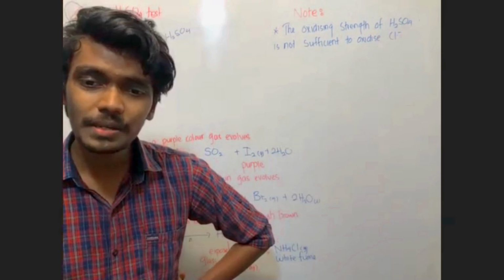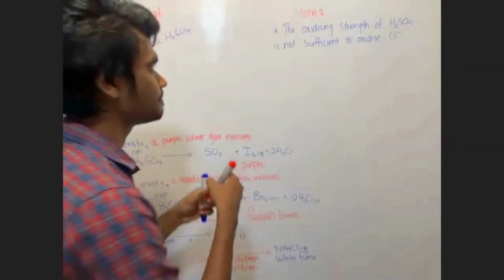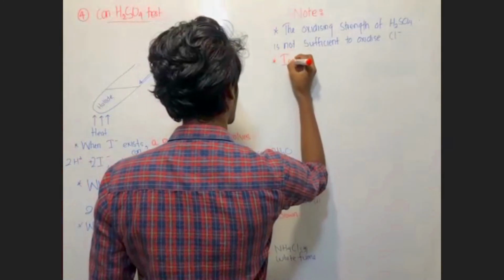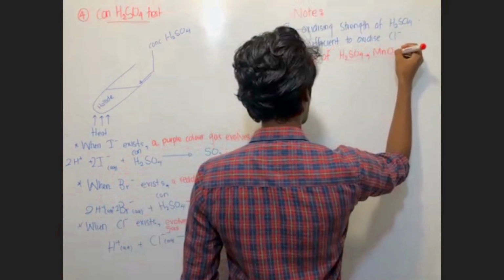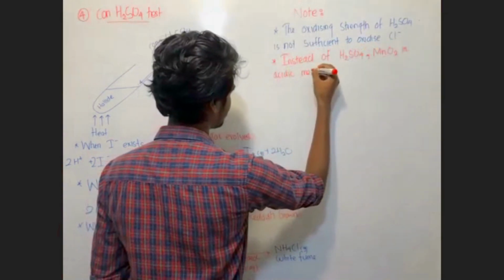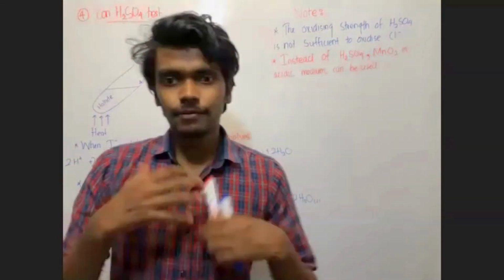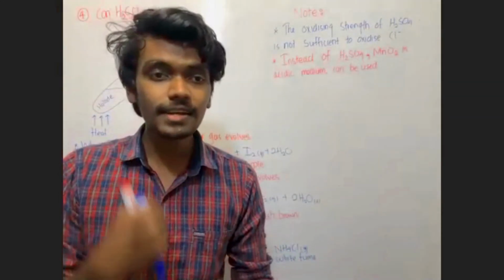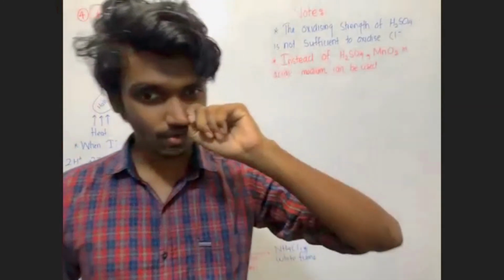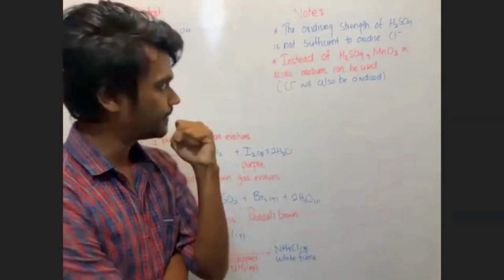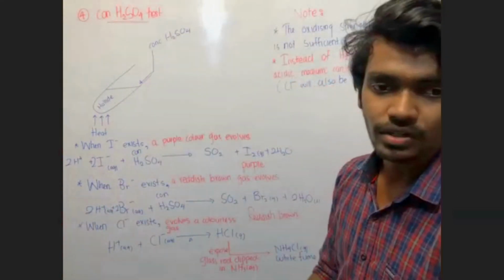In that case, you can use a stronger oxidizing agent. Instead of H2SO4, MnO2 in acidic medium can be used. The relative oxidizing power of MnO2 is higher than H2SO4, so I minus, Br minus, and Cl minus will all get oxidized. So that is it for the concentrated H2SO4 test. That's it for halides; we just have four tests.